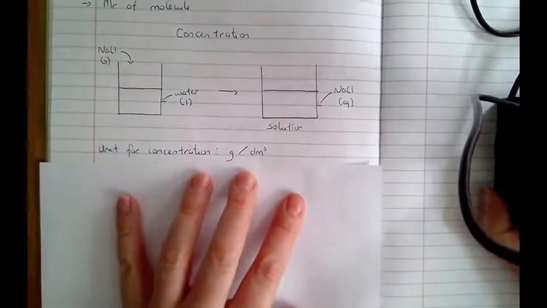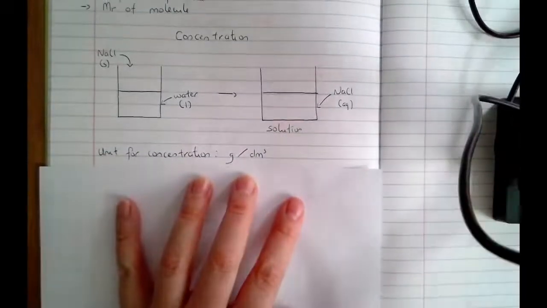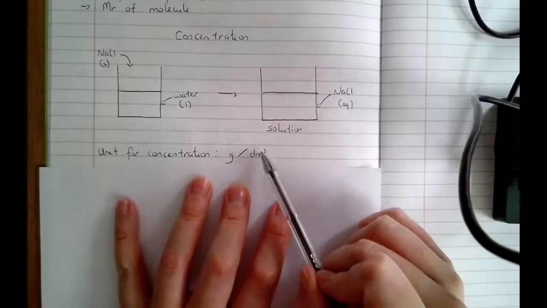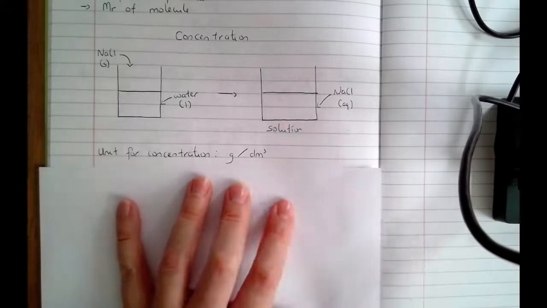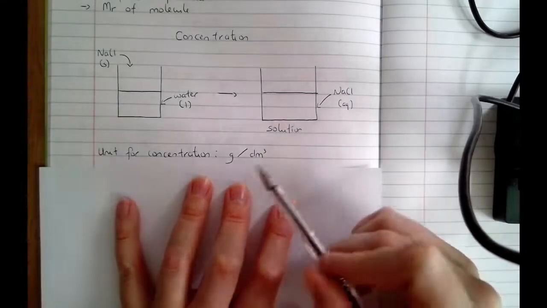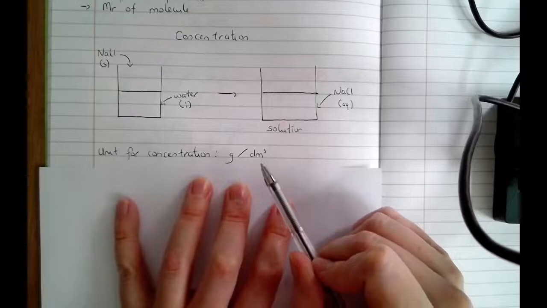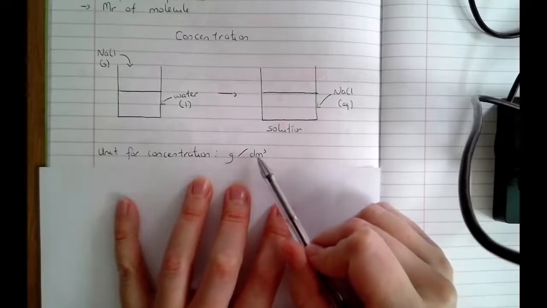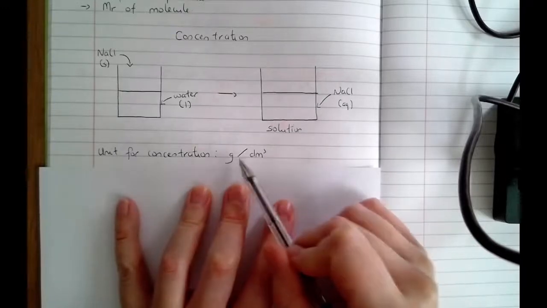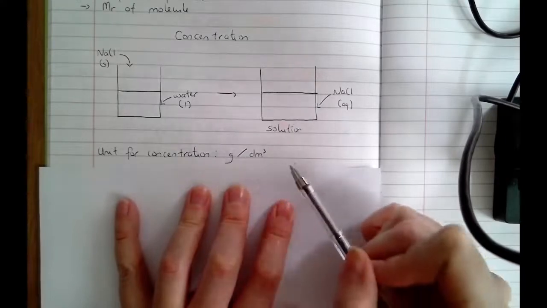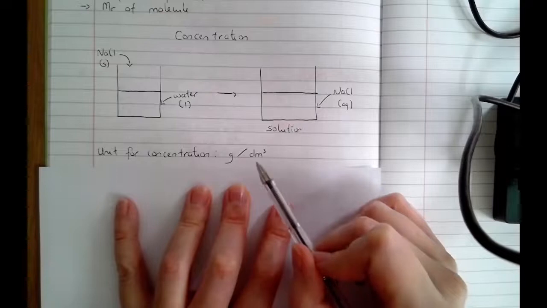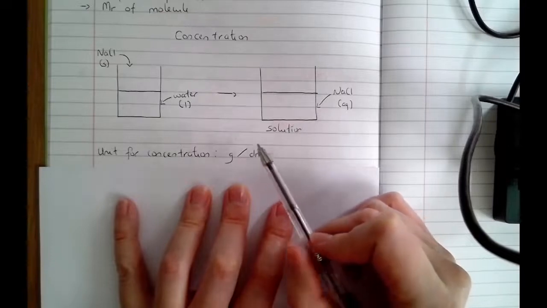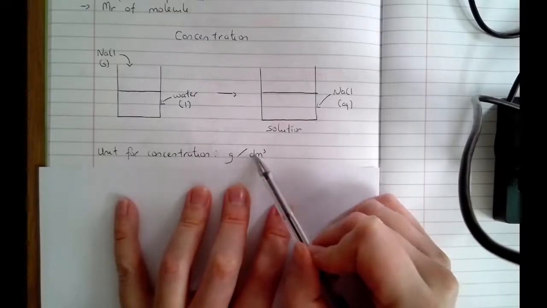So the unit for concentration is grams per decimetre cubed. Okay, so decimetre cubed is just another unit for volume, and it's the same as a litre. So 1 decimetre cubed is the same as 1 litre, but we do typically use this unit, decimetres cubed. So the unit is grams per decimetres cubed. And you'll always be given this unit in the exam question. It will say find the concentration and give your answer in grams per decimetres cubed.